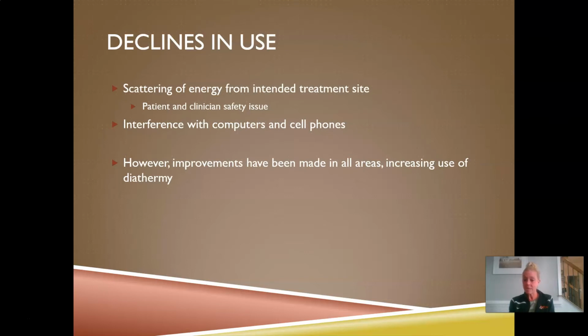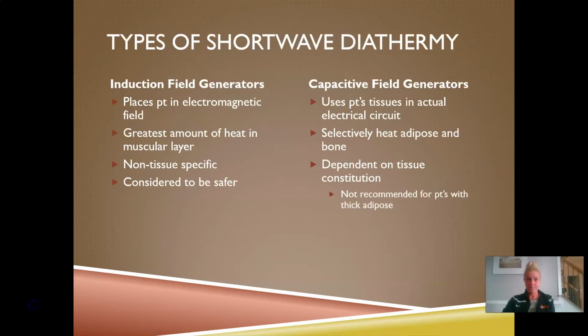However, it is starting to make a little bit of a comeback, and improvements have been made in all of these areas. So it doesn't interfere anymore, and it is much safer now than it used to be.